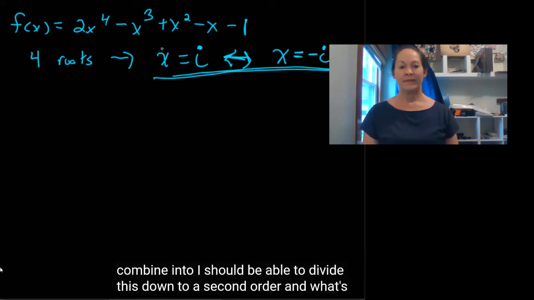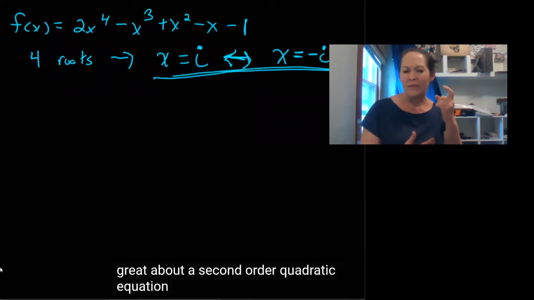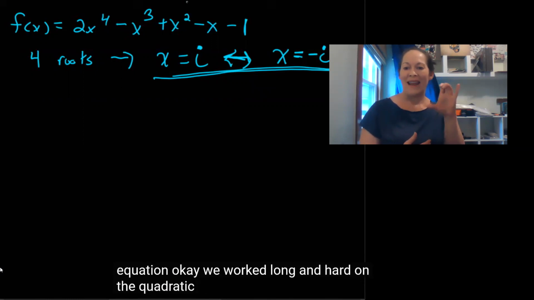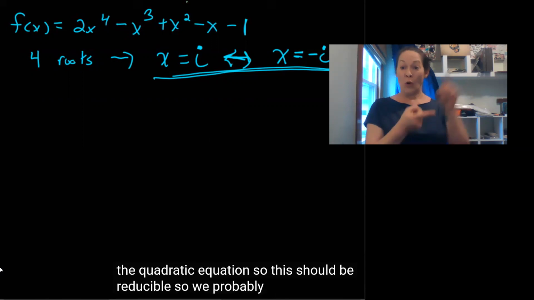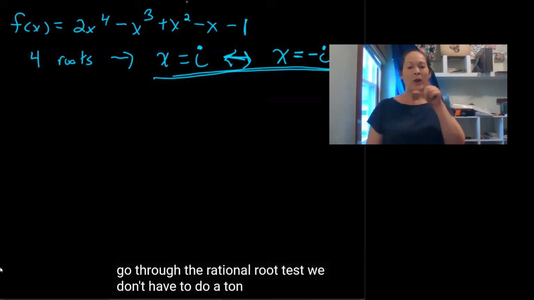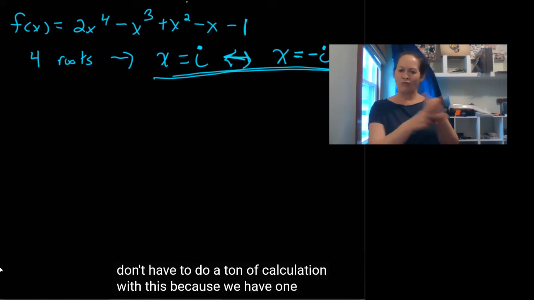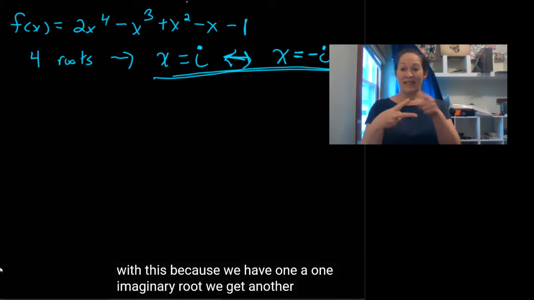I should be able to divide this down to a second order. And what's great about a second order? Quadratic equation. We worked long and hard on the quadratic equation, so this should be reducible. So we probably don't have to go through the rational root test. We don't have to do a ton of calculation with this, because we have one imaginary root. We get another one for free.